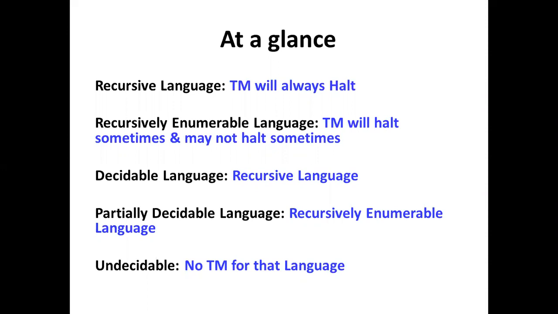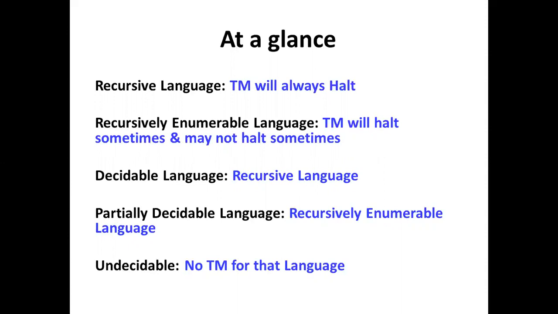A decidable language is a recursive language, where the Turing machine will always halt. A partially decidable language is a recursively enumerable language, where the Turing machine will halt sometimes and may not halt sometimes. For an undecidable language, there is no Turing machine.